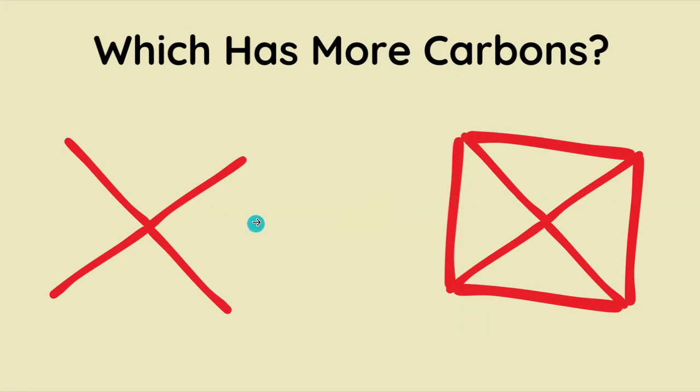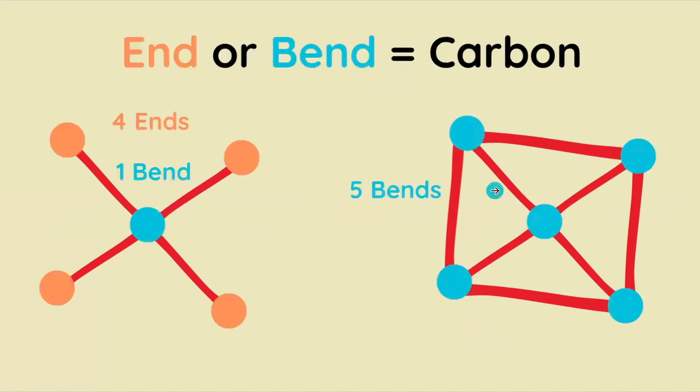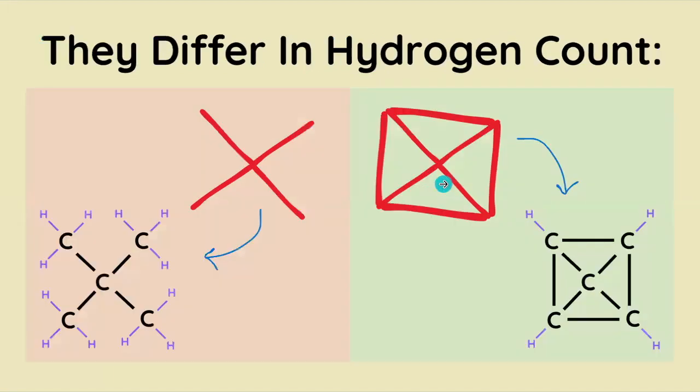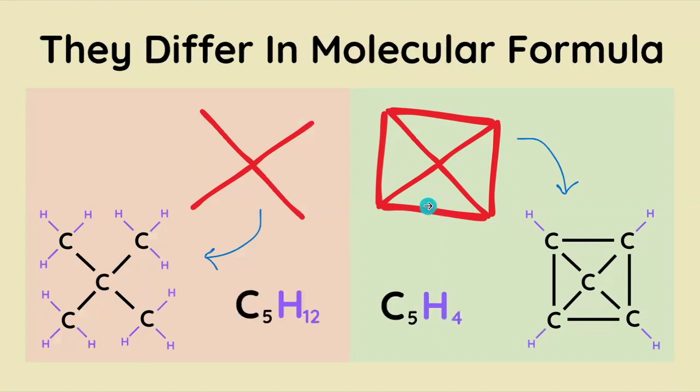Which of these 2 molecules has more carbons? This one or this one? Well, they actually have the same number, because they have the same number of ends and bends total. 4 ends, 1 bend, 5 total. However, even though they each have the same number of carbons, they clearly have different numbers of hydrogens based upon carbon-carbon connections or lack thereof. And consequently, they're going to differ in molecular formula.